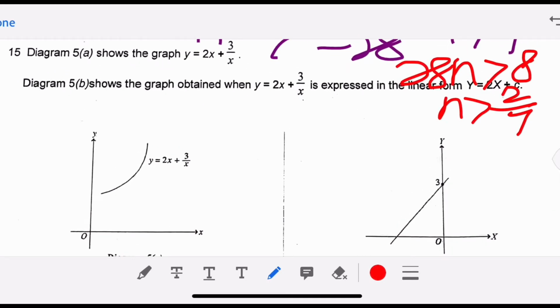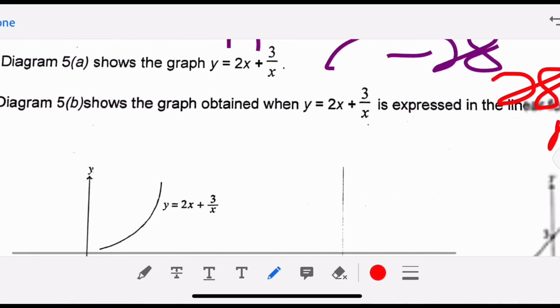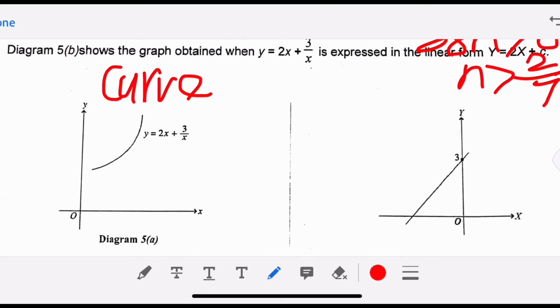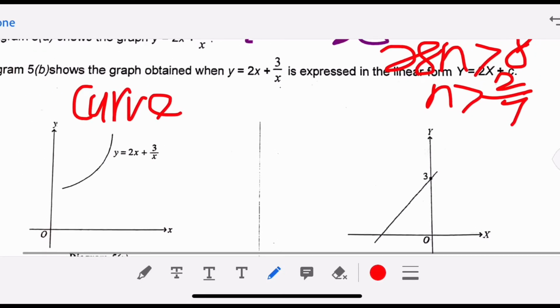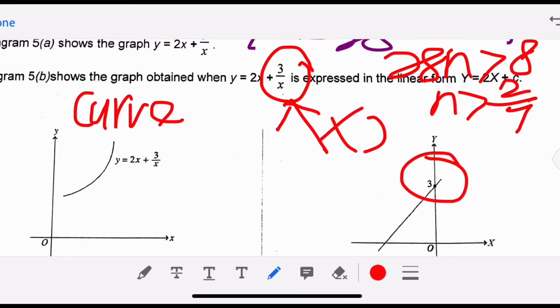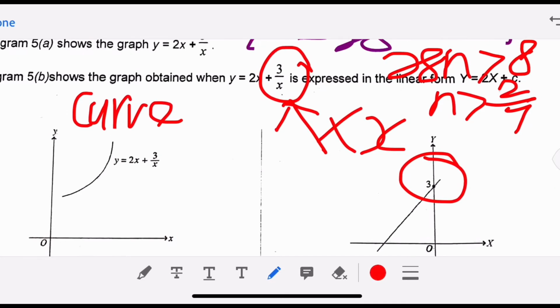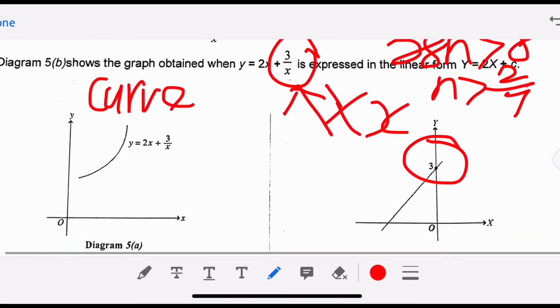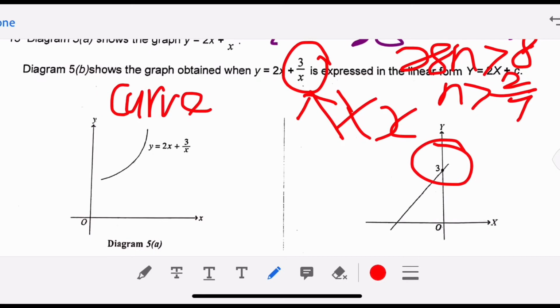Okay, next we'll proceed to question number 15. For this question, it also tests you on the concept of linear law. You must really understand what the linear law concept is. So they give you a curve. A curve is not a straight line. And then they give you a straight line. Then they ask you, okay, how are you going to make the curve into a straight line?